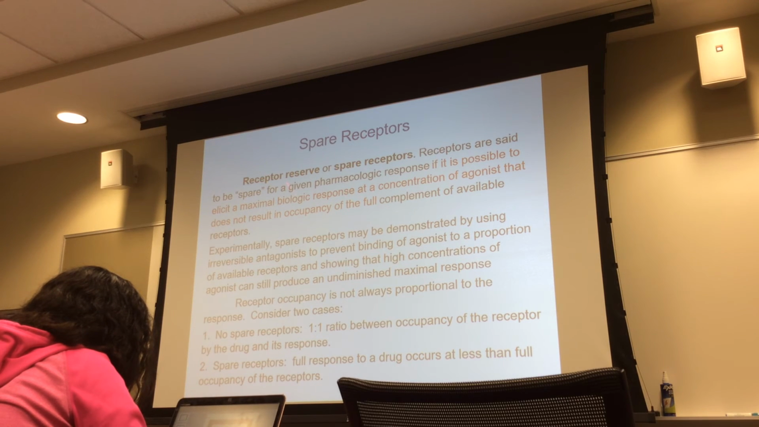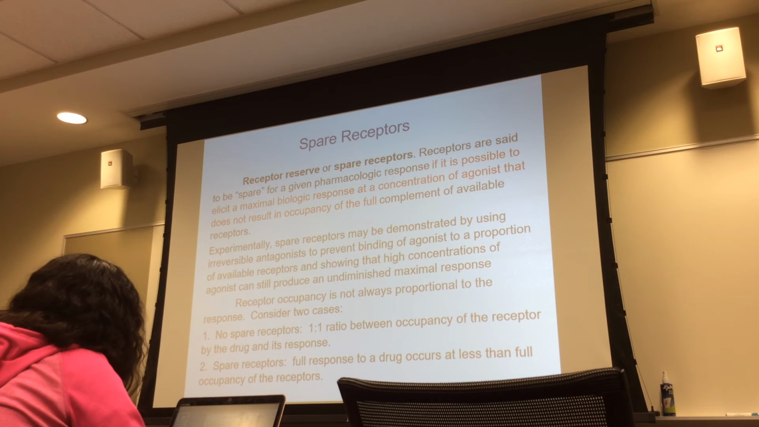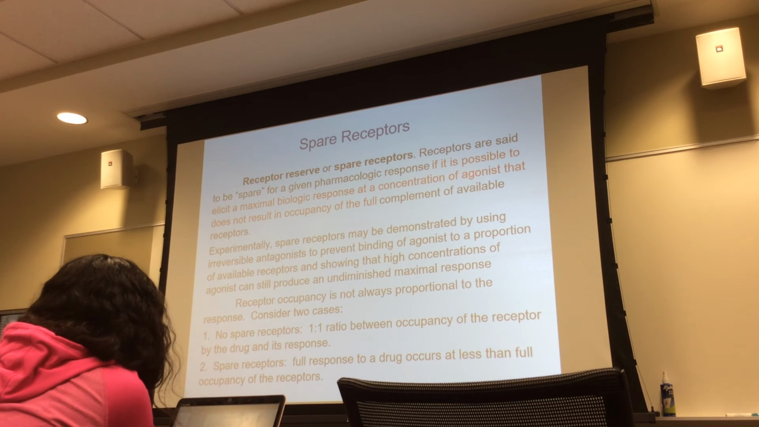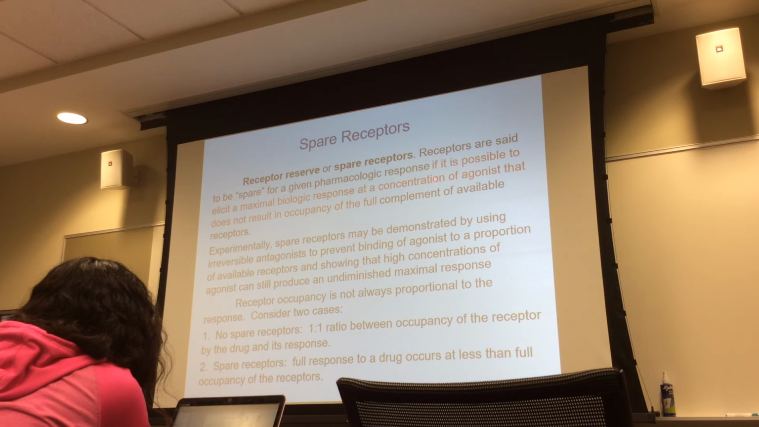So spare receptors, which we talked about, or sometimes we call them receptor reserve, are said to be spare for a given pharmacological response if it's possible to elicit the maximal biologic response without using all of them. If you remember, we said this drug A may bind only to part of the receptors and give 100% of its action. It doesn't need to bind to all the receptors. The remaining amount of receptors is simply spare receptors. So if it's possible to elicit a maximal biological response at a concentration of agonist that doesn't result in binding all receptors, the remaining part of receptors are spare receptors.